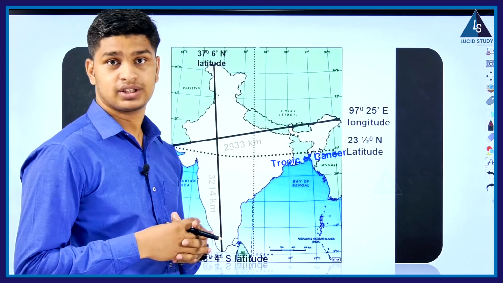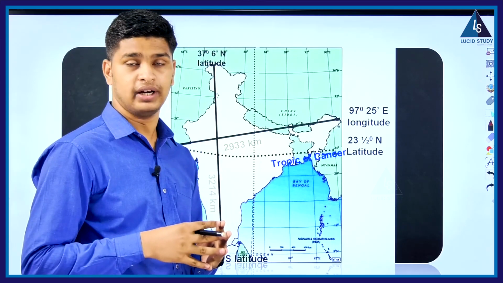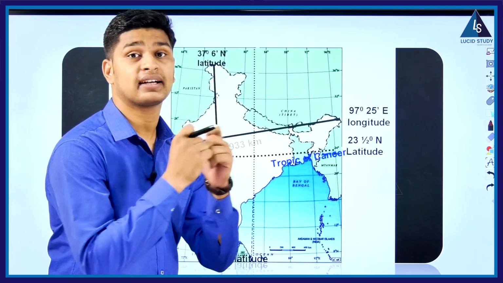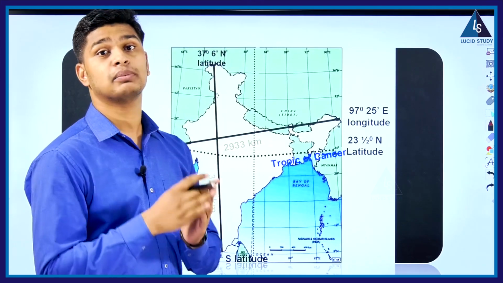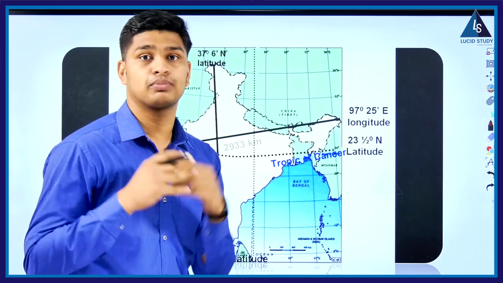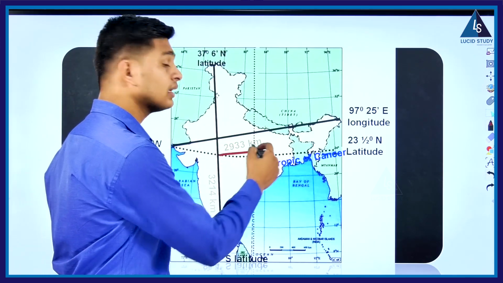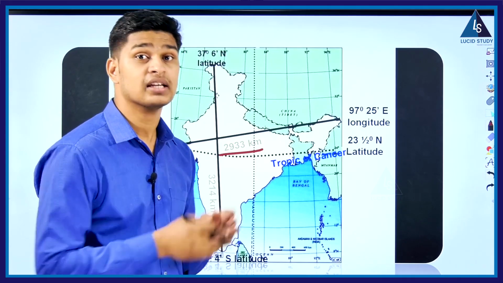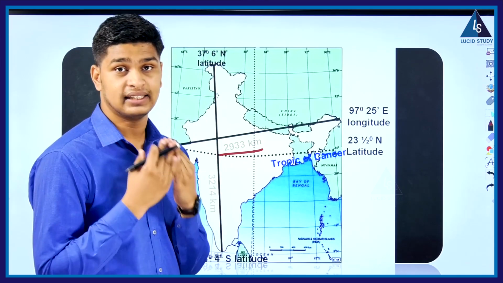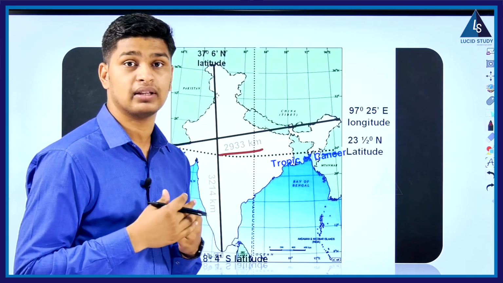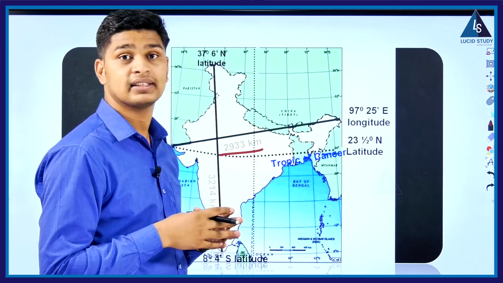Now you might get the question, okay, I got the exact latitudinal and longitudinal extent of India. But what is the exact distance from the northernmost point to the southernmost point of India? What is the distance between the easternmost point and the westernmost part of India? When you talk about that, it is 2933 kilometers. How much? 2933 kilometers. That is the extent between the easternmost part of India and the westernmost part of India.